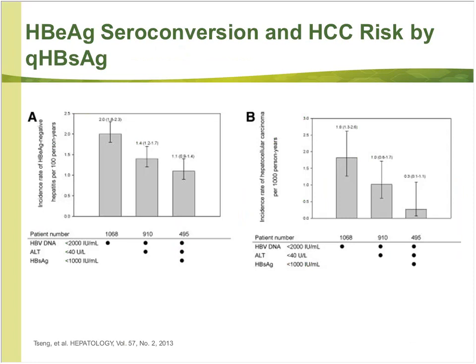So we like the DNA level to be under 2,000. We like the ALT to be less than 40. That's not healthy, but that's normal at a number of labs. And here we have a cutoff of S antigen less than 1,000. You can see a very, very substantial decrement in decreased future liver cancer risk.